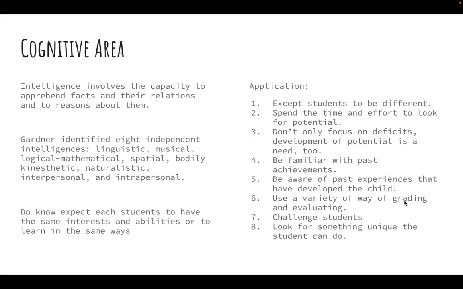Expect them to be different and value their differences. They're a resource. Identify the ways in which they are gifted, and they all are in some form and fashion, and use their strengths to build on their weaknesses. Spend time and effort looking for that potential. You cannot know what they are good at and how to use their strengths to help their weaknesses if you do not know them and you're not spending time with them, talking to them, sitting down and doing activities.